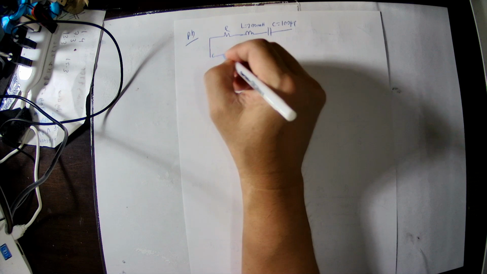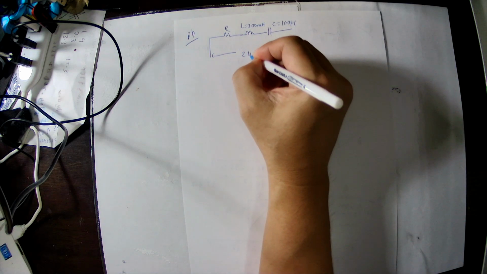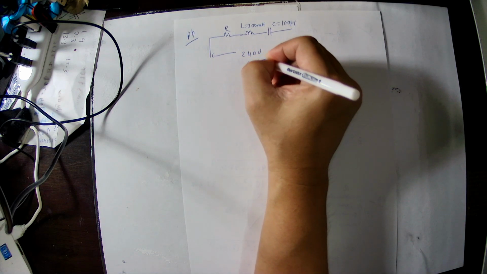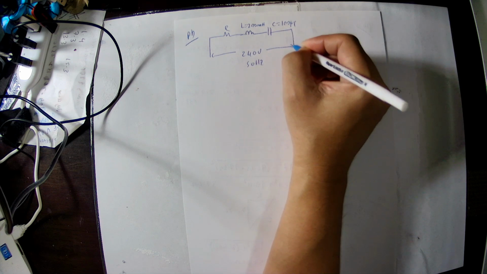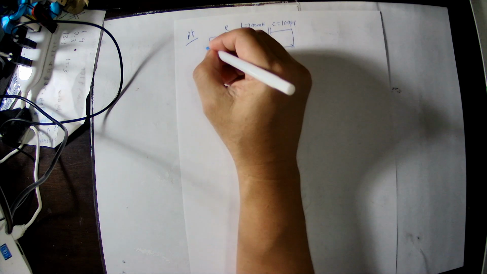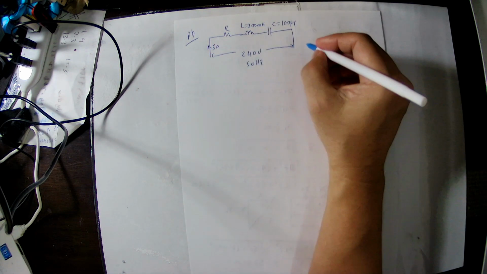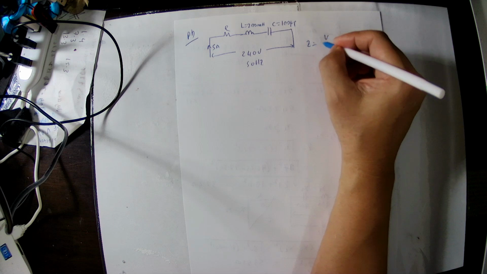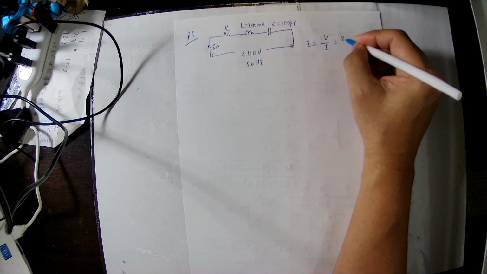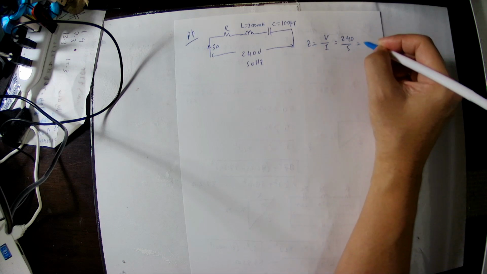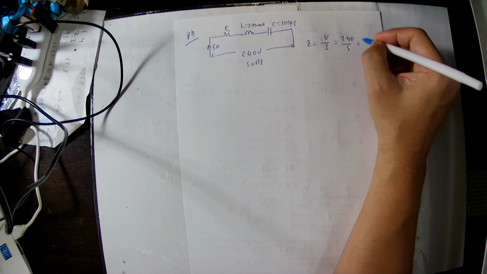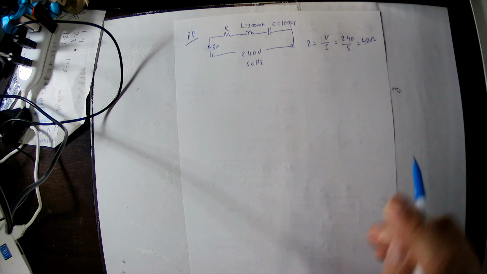So they are connected to the supply. The supply is at 240 volt, 50 hertz. It draws a current of 5 ampere. Firstly, we can find the impedance Z. Z equals V by I. Voltage 240, current is 5. So that will be 48 ohm. Impedance Z is 48 ohm.